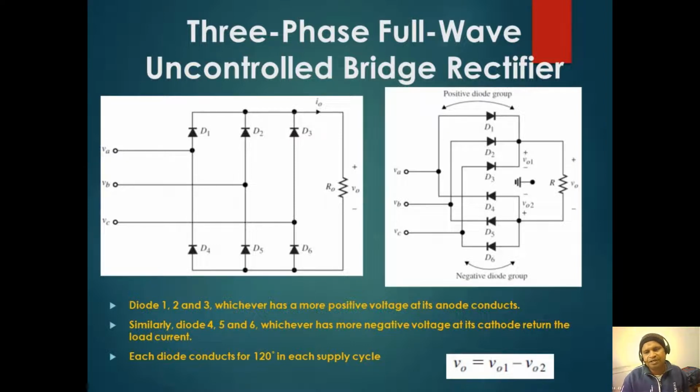If you see here, the positive group of diodes we connect together, and the negative group of diodes we connect together. Why? Because the positive group is nothing but a common cathode, where the diode with the higher input or anode voltage will conduct. VO1 and VO2 are measured with respect to this ground, and each diode conducts for 120 degrees.